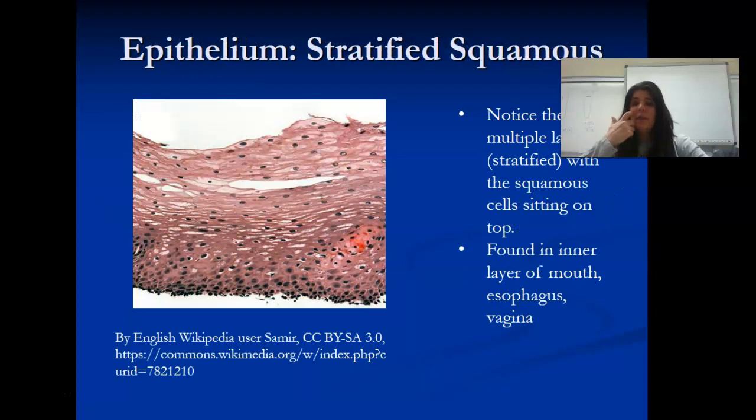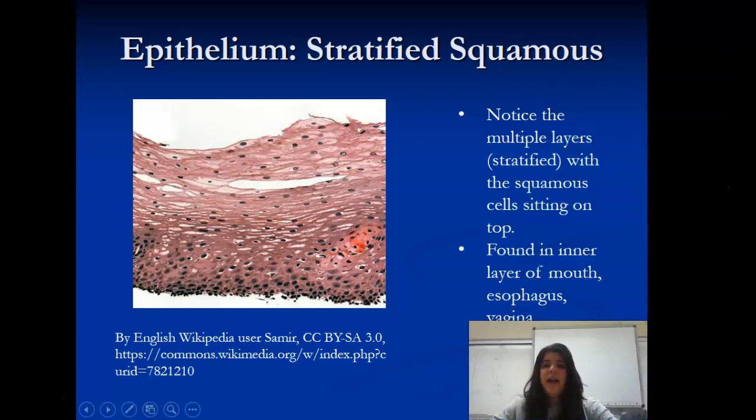Stratified squamous. So stratified, remember, is going to be more than one layer of cells, and then we name stratified tissue based on the type of cell that's on the top layer. So here's multiple layers of tissue, here's a layer, here's a layer, here's a layer. But you can see here that these top layers are these squamous cells, so that's why it's called stratified squamous.